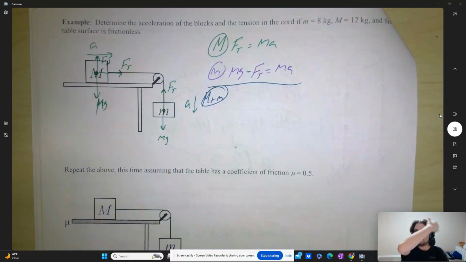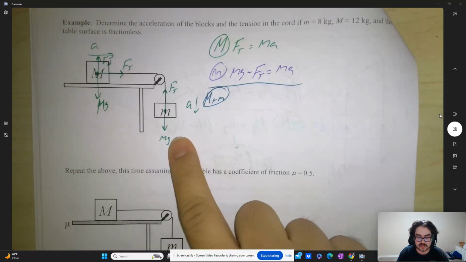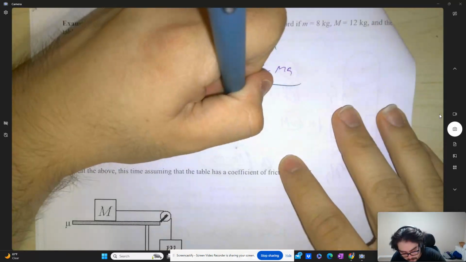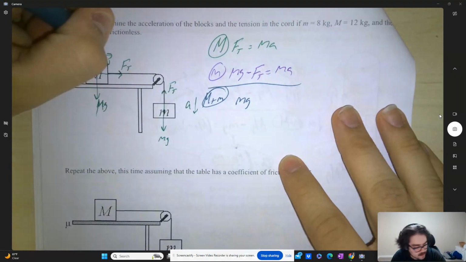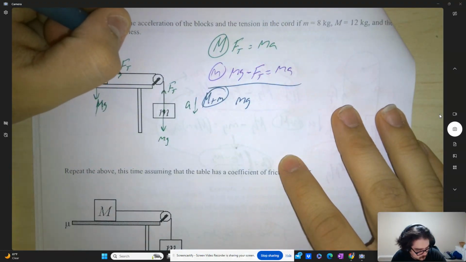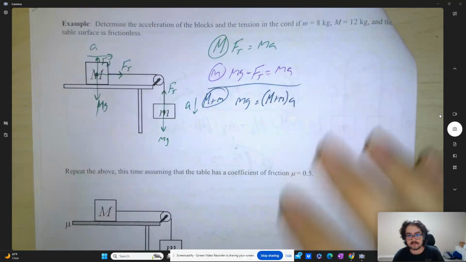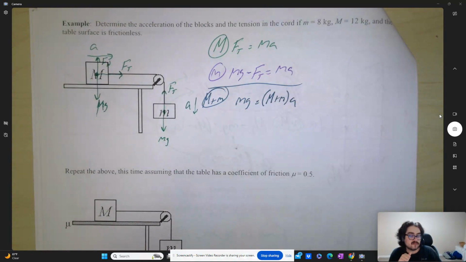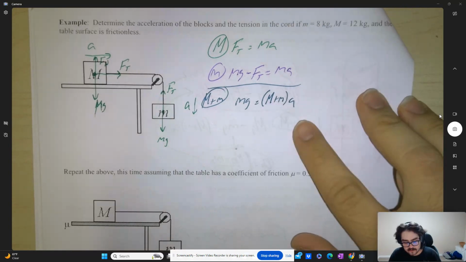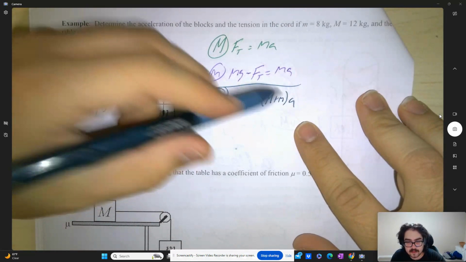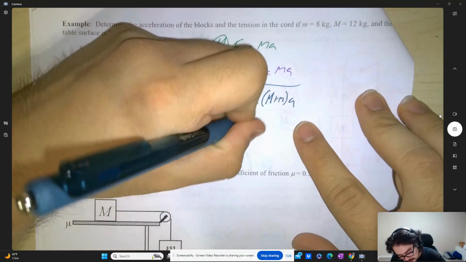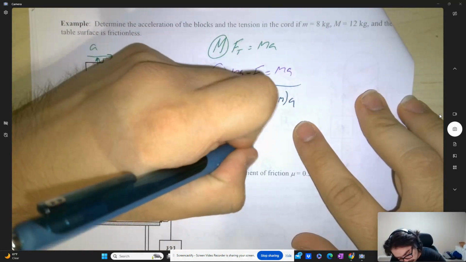And if I was to write an equation for the entire system, for M plus little m, then I would ignore the tension force. The forward force is going to be little mg, and that would be it. Little mg equals capital M plus little m, times a, because little mg is the only force that's actually pushing anything. To figure out the acceleration, you divide both sides by capital M plus m, and you get a equals mg over capital M plus little m.